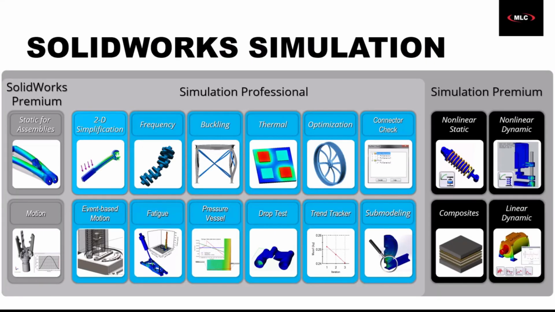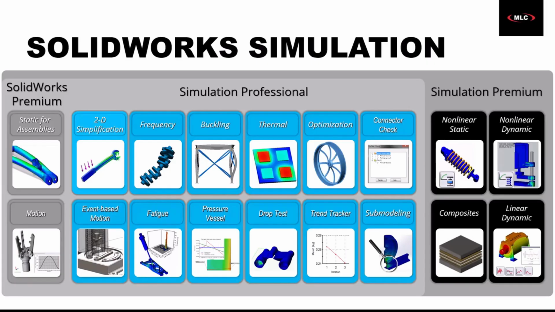Here's what those licenses kind of look like, right? We can see on the left hand side if we've got SOLIDWORKS Premium CAD license, we get static analysis for assemblies and motion. But Simulation Professional, which is its standalone simulation license, kind of has everything most people need, right? This is where you're going to spend most of your time if you're going to do buckling or thermal analysis, even optimization. One of my favorites in the bottom right in the light blue is submodeling.